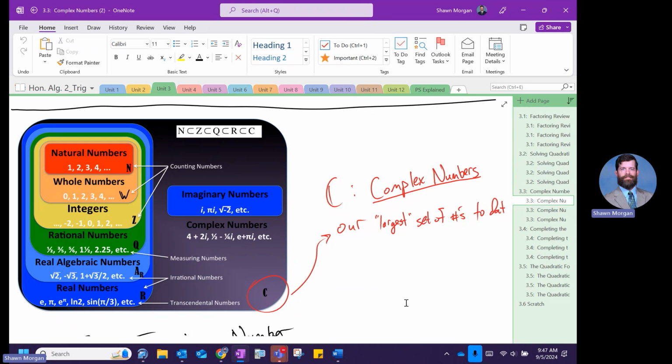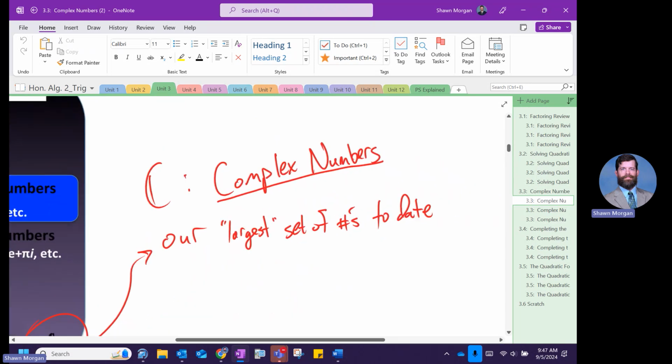My point being, all of the numbers that you've ever experienced in your lives up to this point have actually been complex numbers. Like the numbers 1, 2, 3, 4, just like they're natural, they're whole, they're integers, they're rationals, they're reals, they are also part of a larger set. It's the largest set of numbers to date. It's called the set of complex numbers. We use the letter C to stand for complex.